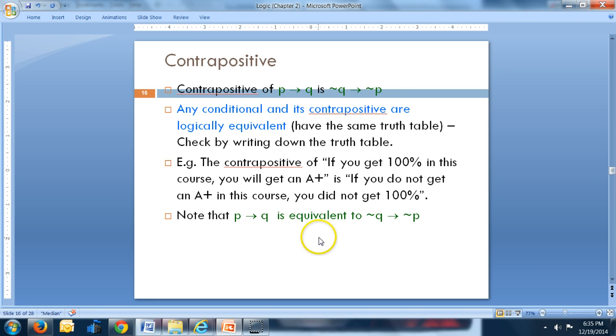Now, before we move on to something else, we will still deal with the if B then Q. What would be the contrapositive? We define something called the contrapositive of the conditional statement B then Q. The contrapositive would be not Q then not B. That is the contrapositive of the conditional statement if B then Q.